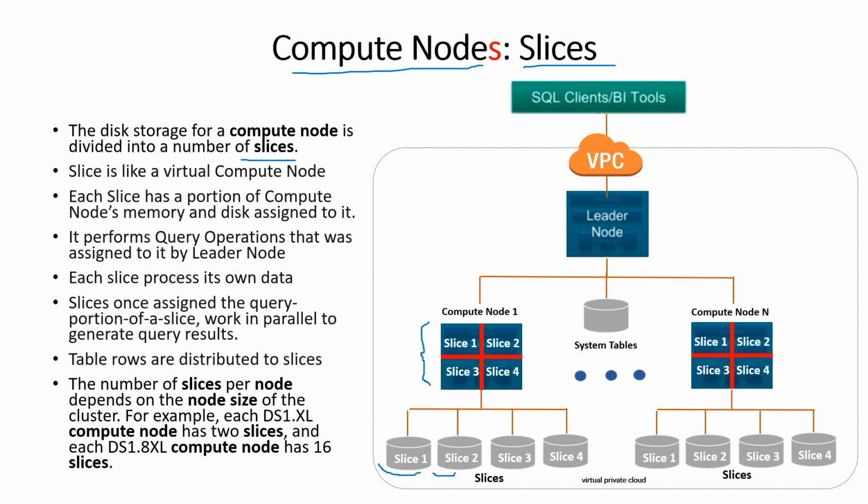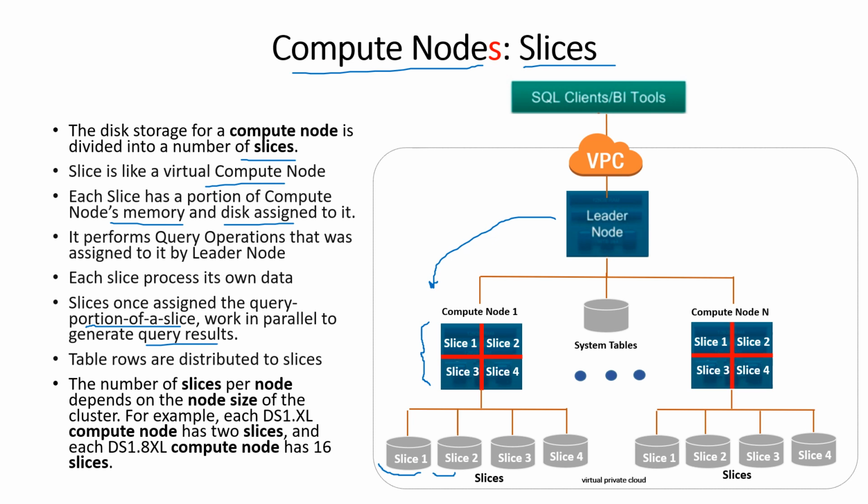A slice is like a virtual compute node. Each slice has a portion of the compute node memory and disk assigned to it. It performs query operations that were assigned to it by the leader node. Each slice processes its own data. Once assigned their portion of the query, slices work in parallel to generate the query result.